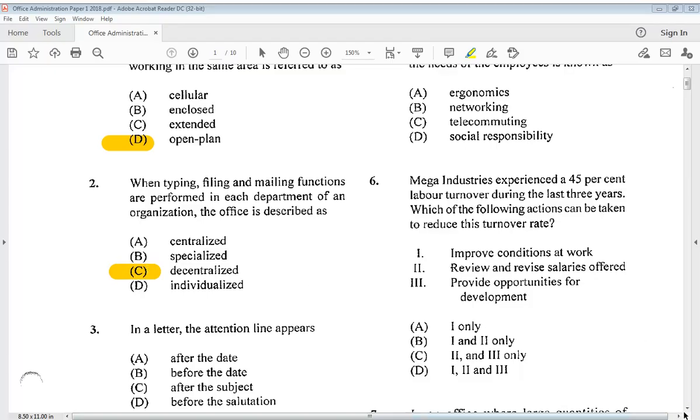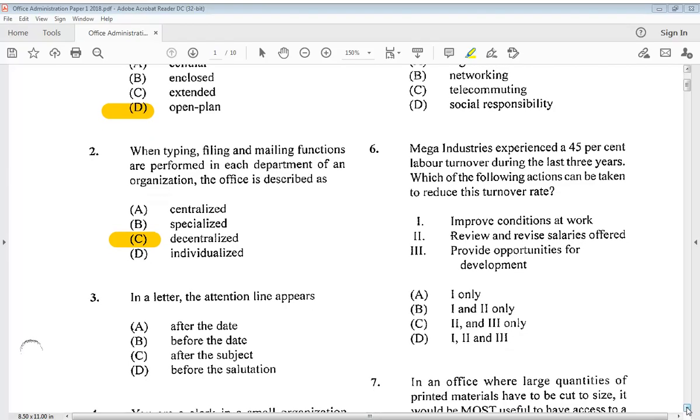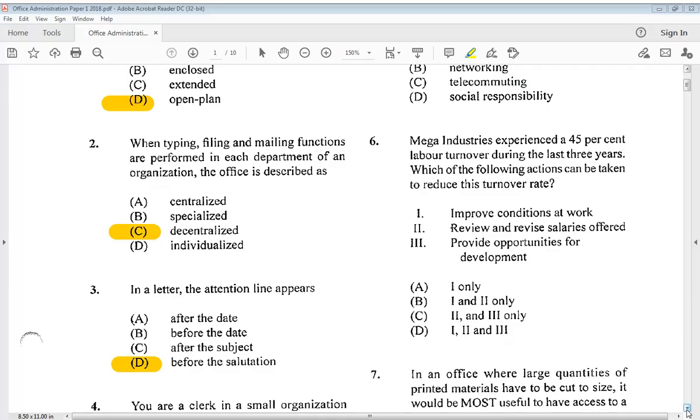Let's go on to number 3. In a letter, the attention line appears A, after the date, B, before the date, C, after the subject, or D, before the salutation. We know that the attention line appears before the salutation. Let's go on to question number 4.